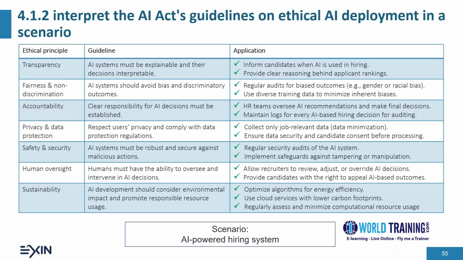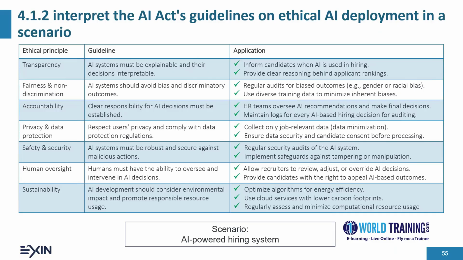So the first principle for ethical usage is your transparency. As a part of transparency, the guideline says that your AI systems must be explainable and their decisions should be interpretable. The application for this ethical principle is you have to inform the candidates when you are using AI when they are being hired. You also need to provide a clear reasoning behind the applicant's ranking.